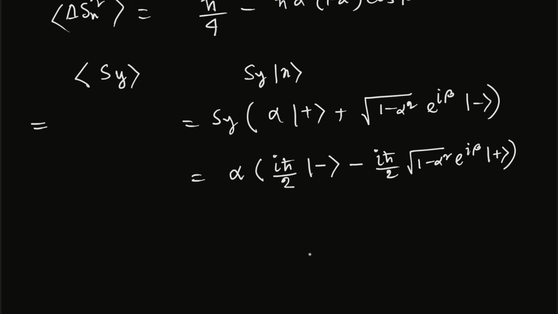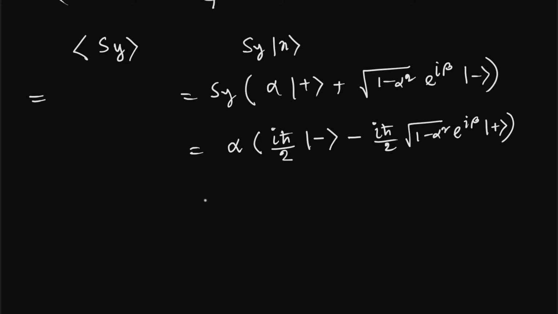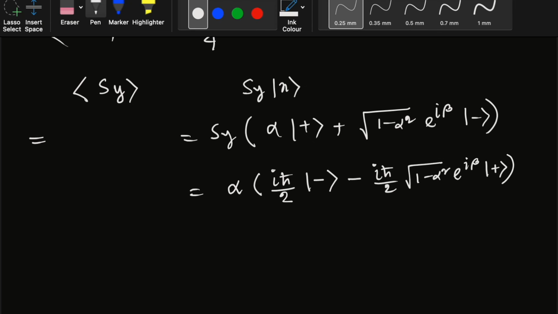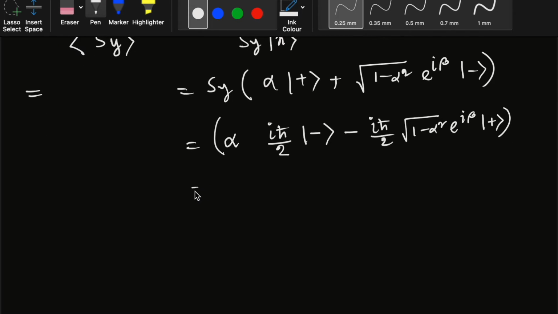So it will give i h cut by 2 times [alpha |-> minus root of (1 minus alpha squared) e to the power i beta |+>], taking the common factor h cut by 2.